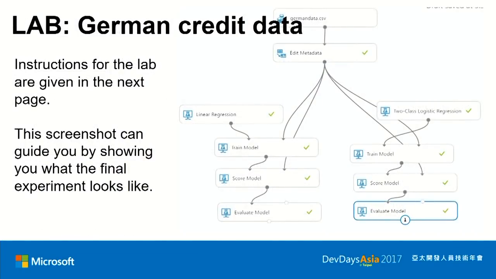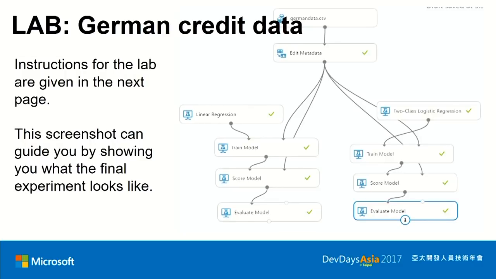Okay, so we're going to go back to our Azure ML Studio, and we're going to try to build two different models. What I have here is a visualization of the data, so you can see what the end product is supposed to look like. We already have the German data. We have edit metadata. You can go back and delete the summarize data module. And we're going to try to build two models. One is called linear regression.